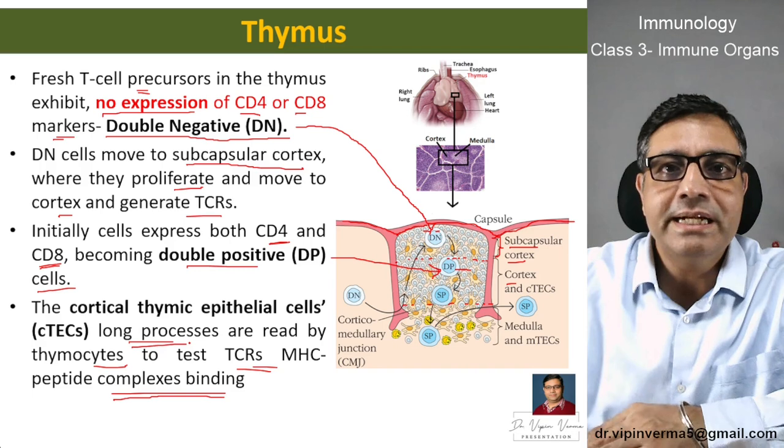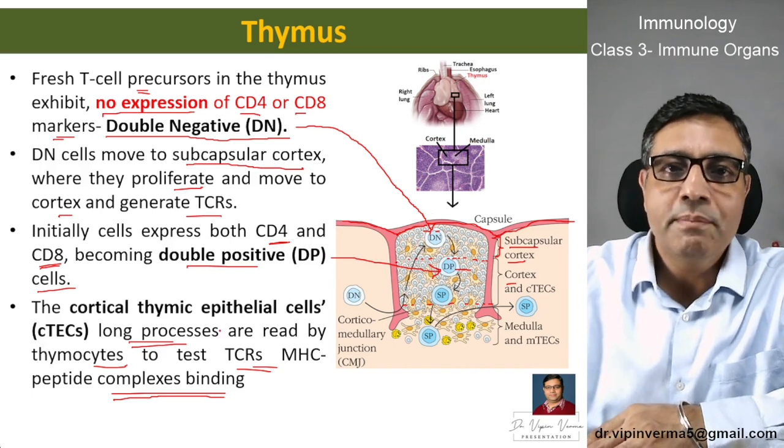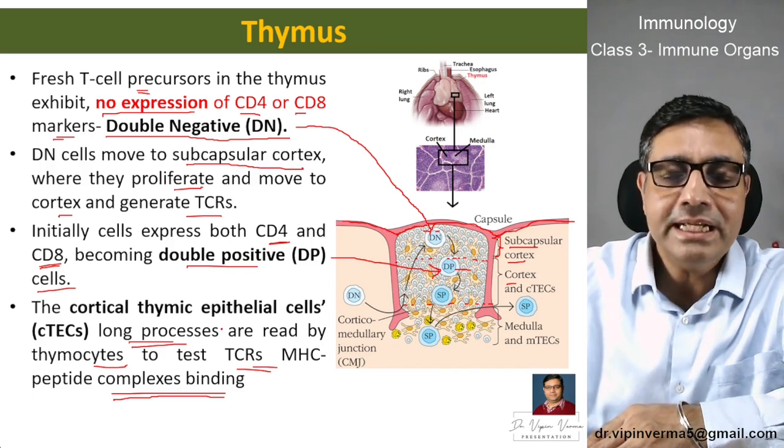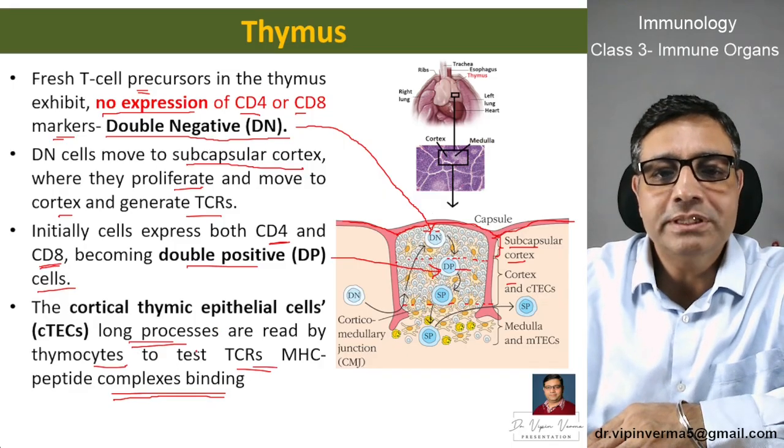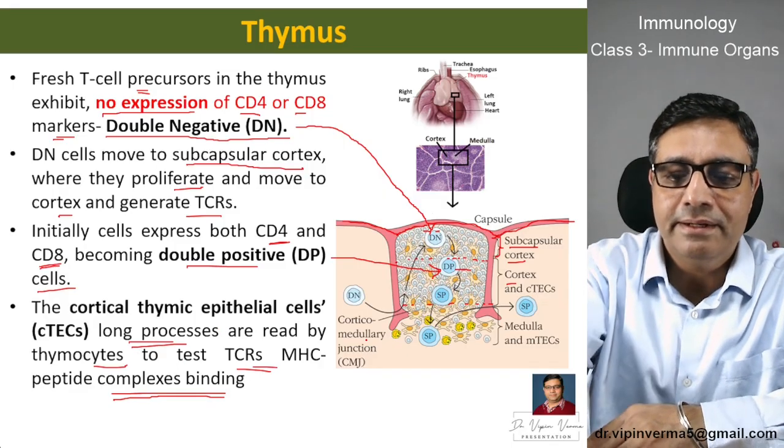If they are binding with the intermediate affinity, they are allowed to live. But if they are binding with the low and high affinity, then they will be dead. So positive and negative selection happens here.